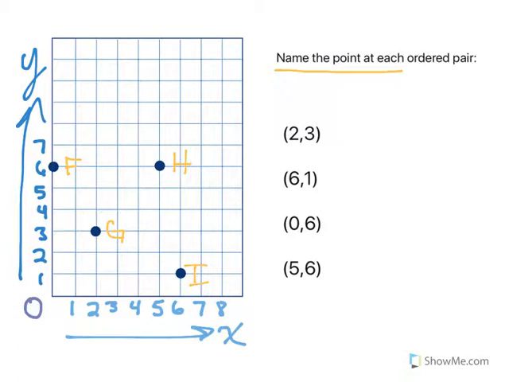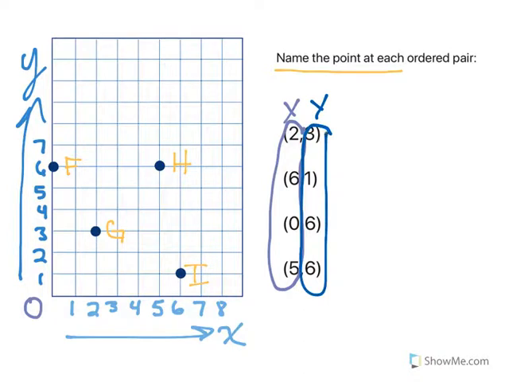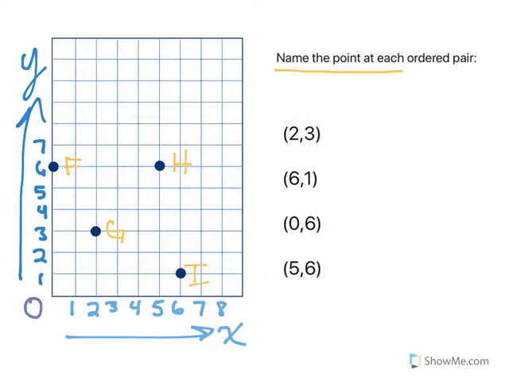So what they gave us is they gave us an ordered pair, and they gave us certain points. And then what they asked us to do is to name the point at each ordered pair. So again, the way that an ordered pair is written is our x-coordinate is written first, and then our y-coordinate is written second. Okay, so we're literally just going to use the strategy that we just used to label the specific points to figure out which one of these points is at which ordered pair.